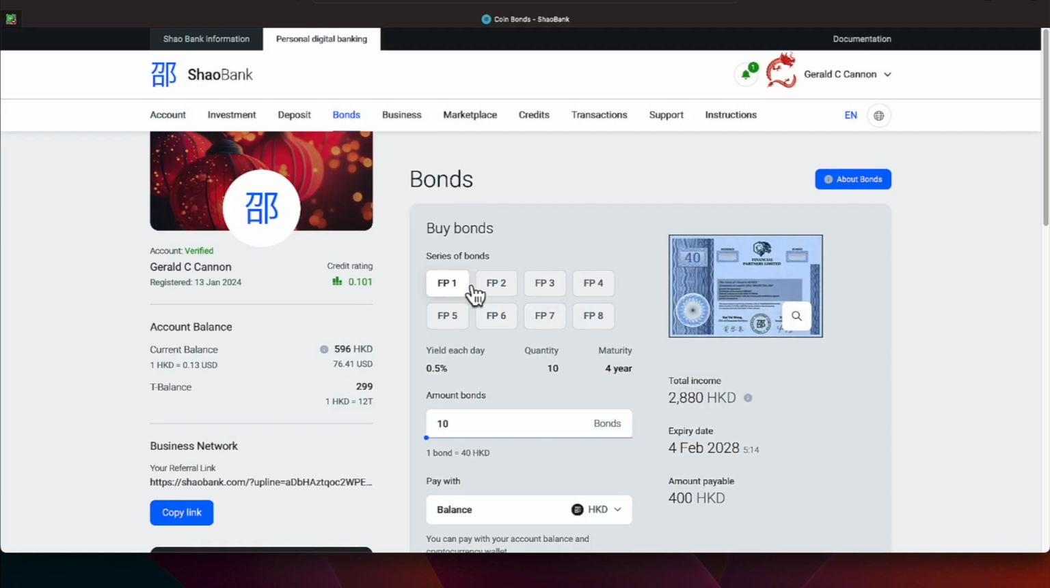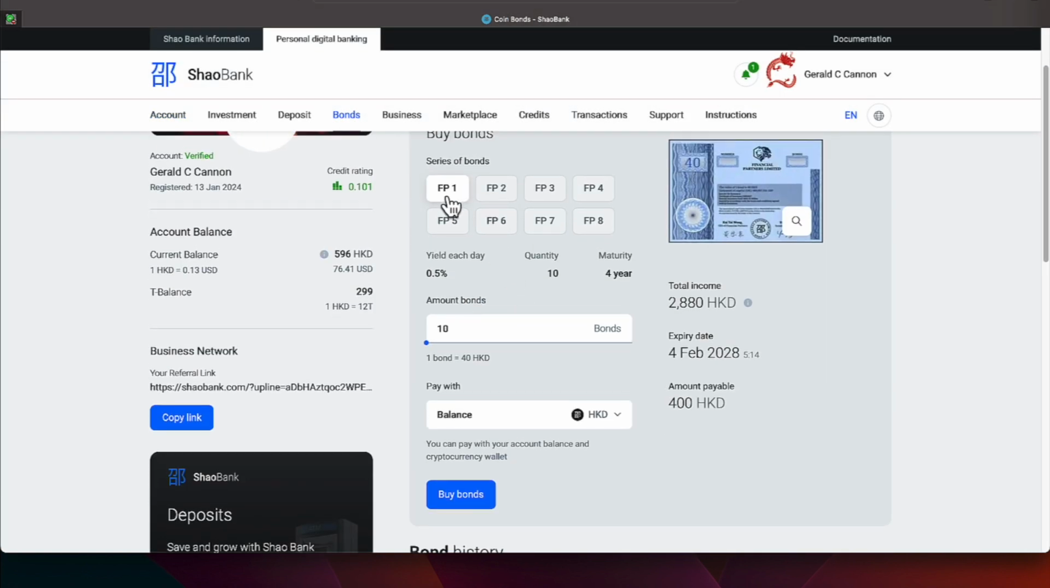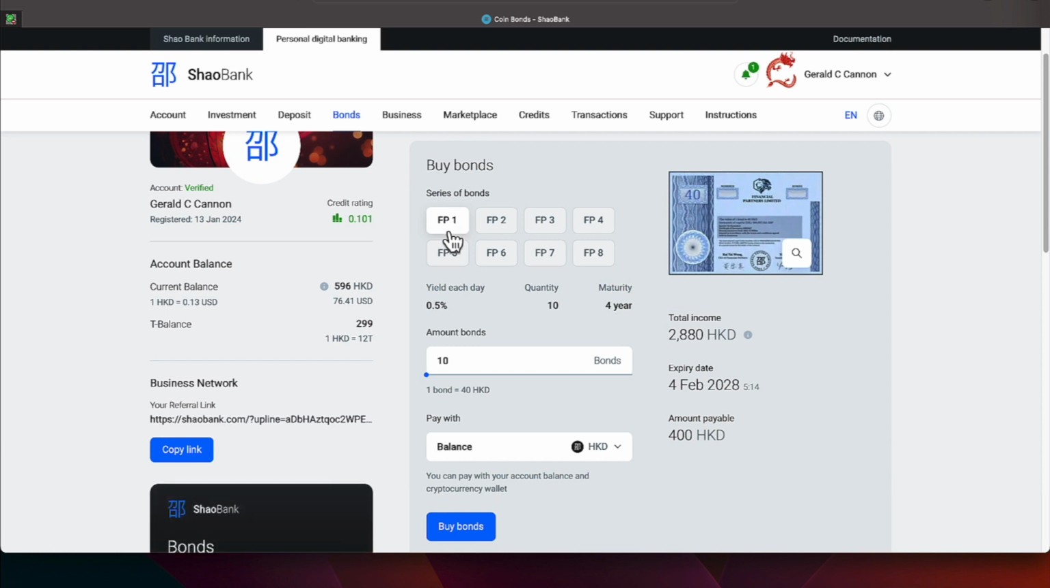We're going to click bond, and they have some different bonds over here, everyone. These bonds pay daily. Let's click on the FP1. The FP1 bond gives you a total income of 2,880 Hong Kong dollars. And let's find out how much that bond costs, everyone. I'm going to change this balance to Tether so that we're dealing with a one-for-one deal. So you can get in this bond for $51.28, everyone. It is paying 0.5% and it has a 4-year maturity rate.